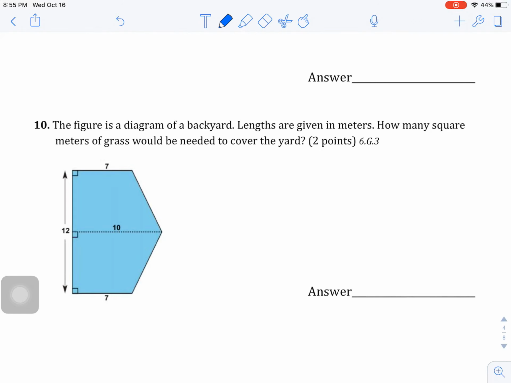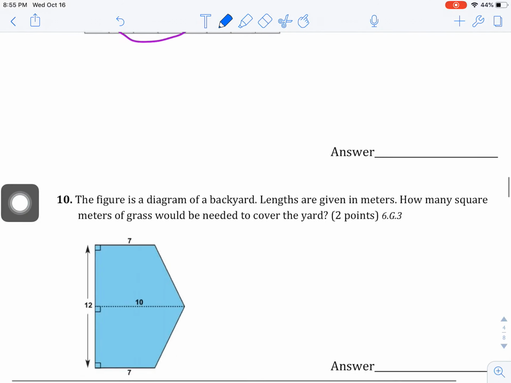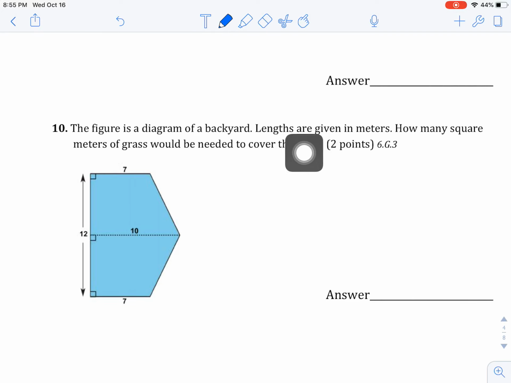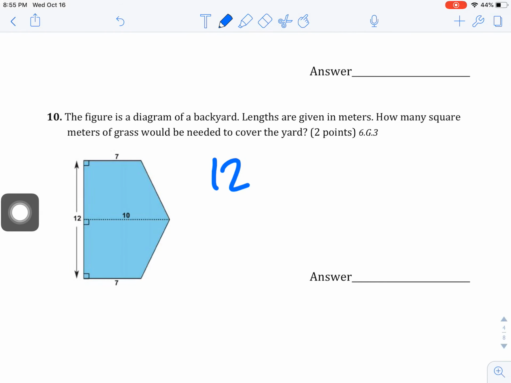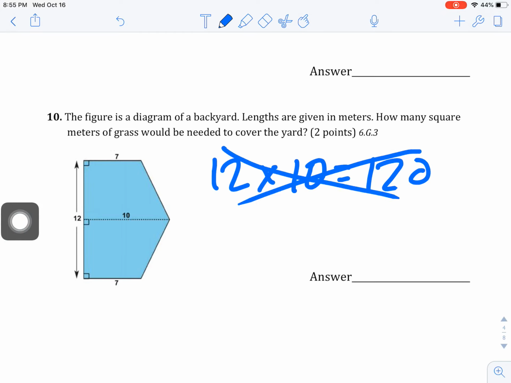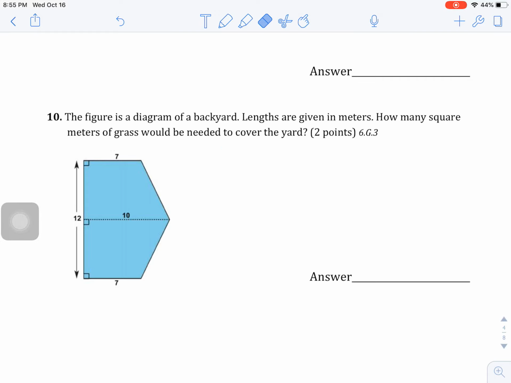Okay, so for number 10, the figure here is showing you a backyard. Lengths are given in meters, so how many square meters of grass would be needed to cover the yard? So you're trying to find the area. A common thing I saw was people just multiply 12 times 10 and get 120. Well, that doesn't work because this is not just a parallelogram or rectangle. You should be able to see that it's a composite figure again, so you need to decompose the shape.